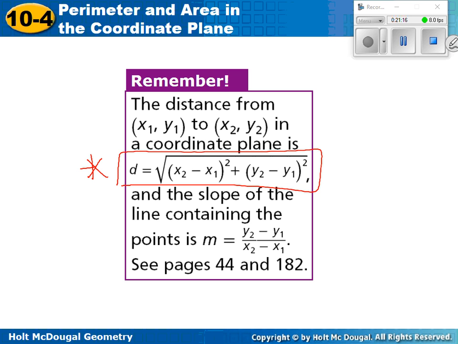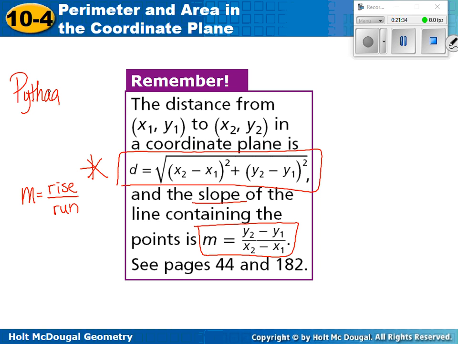You may have to use slope. Here's your slope formula. Also remember slope is just what over what? Rise over run. So if it's on the graph, you can count to find your slope as well. Then other formulas you may have to use today would be Pythagorean theorem. What's our Pythagorean theorem? All right. So a squared plus b squared equals c squared. So these are some formulas you may have to use today to figure out the answers.